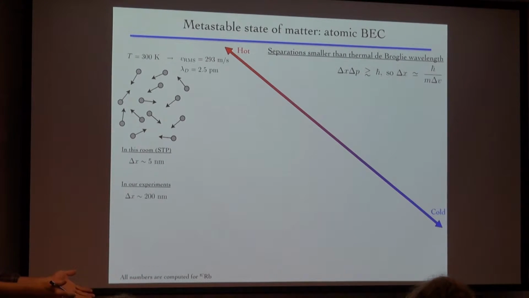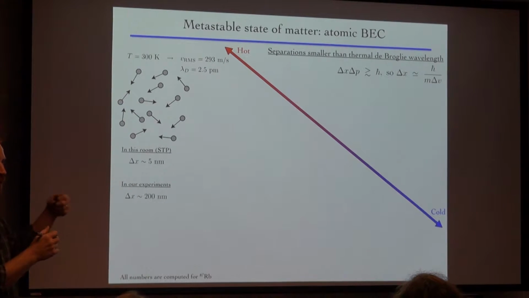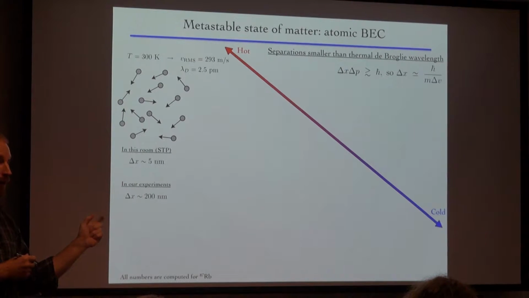Given the range of velocities in the gas, how well could you possibly know the position? At room temperature, a typical gas has a velocity of about, say, 300, 400 meters per second, which interestingly is similar to the speed of sound. The associated length scale, the de Broglie wavelength, is 2.5 picometers. That's 2.5 times 10 to the minus 12. That's really small, smaller than any of these atoms anyway.